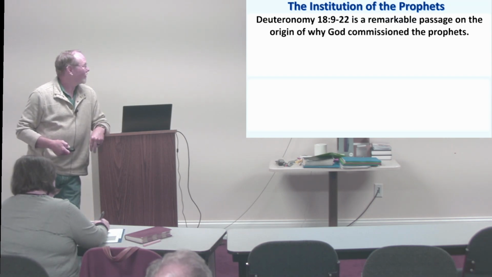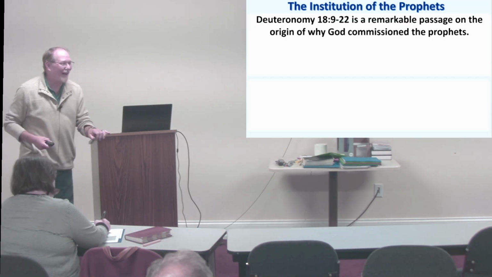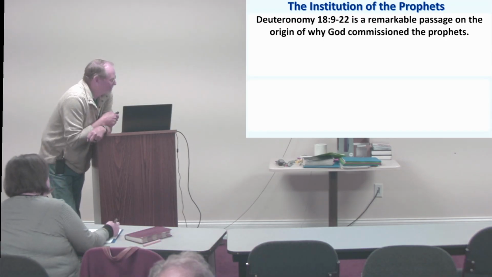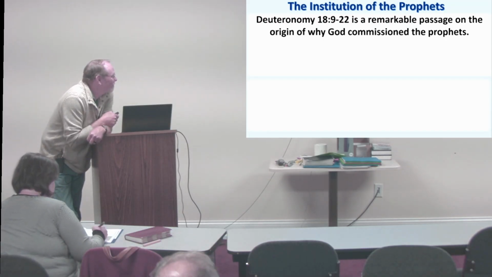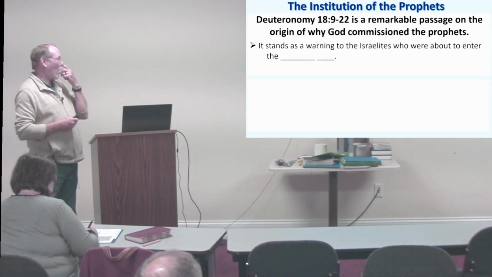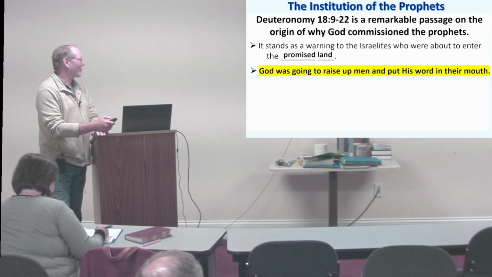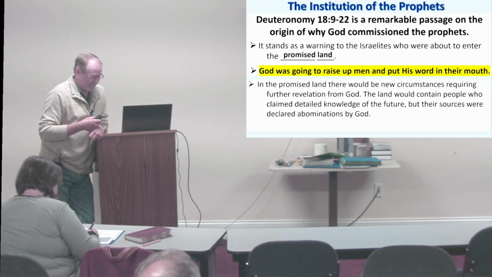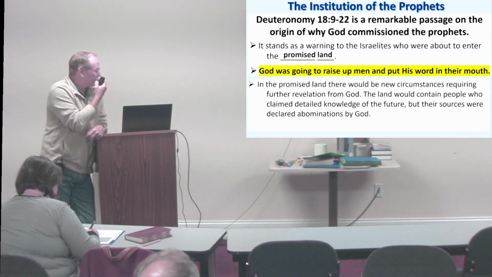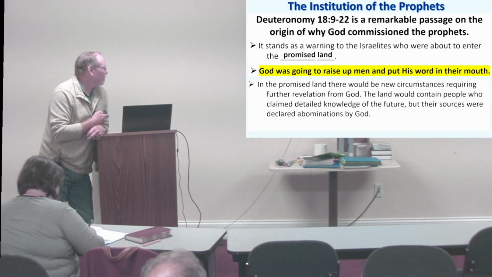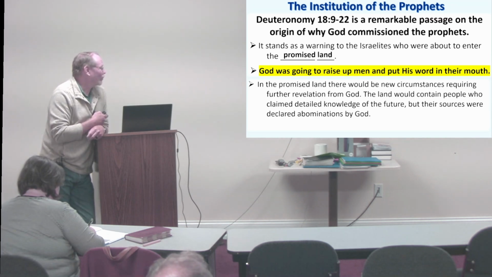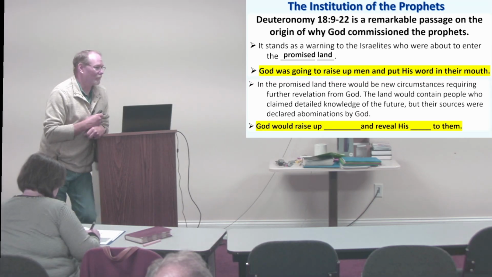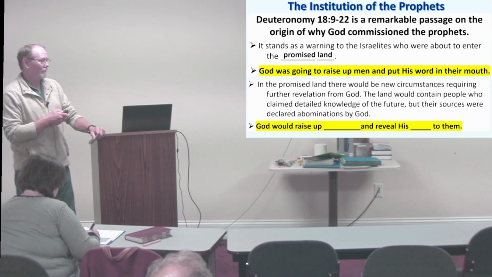Institution of the prophets. A little more work to do. Deuteronomy 18, 9 through 22 is a remarkable passage on the origin of why God commissioned the prophets. It stands as a warning to the Israelites who are about to enter the promised land. God was going to raise up men and put his word in their mouth. In the promised land, there would be new circumstances requiring further revelation from God. The land would contain people who claimed detailed knowledge of the future, but their sources were declared abominations by God. God would raise up prophets and reveal his word to them.